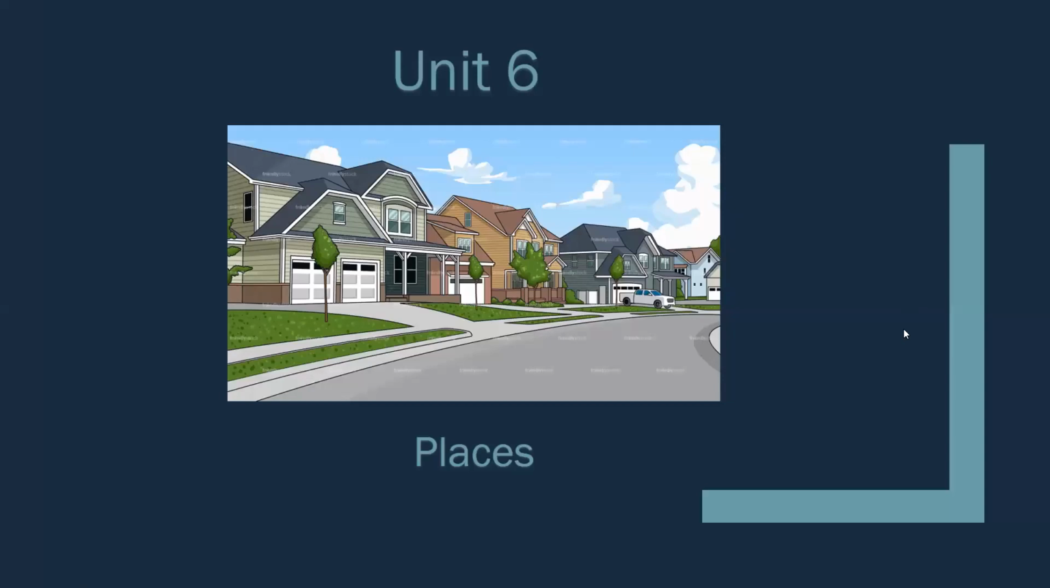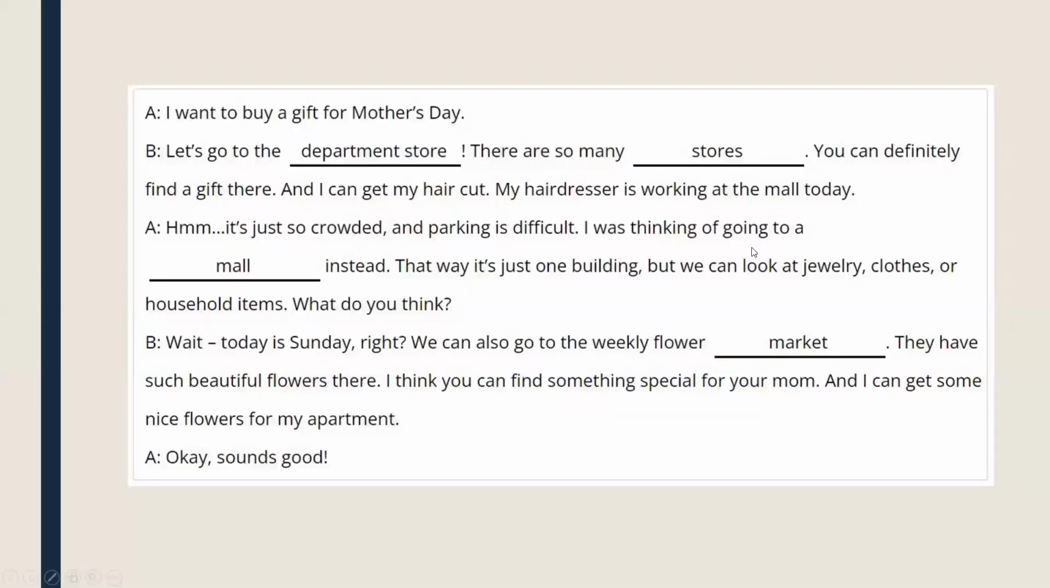And then finally, guys, I just ask you one more minute for us to see quickly Unit 6. Unit 6 talks about places, especially places in the neighborhood, okay? So the first one, I will not read, okay? But you can take a picture if you want. It gives examples of places in the neighborhood. Okay, so here we have department store, stores, mall, and market.